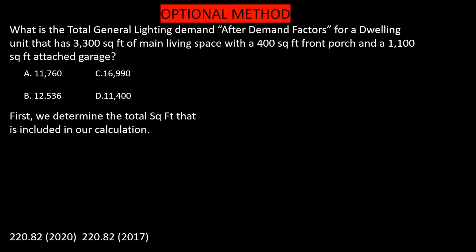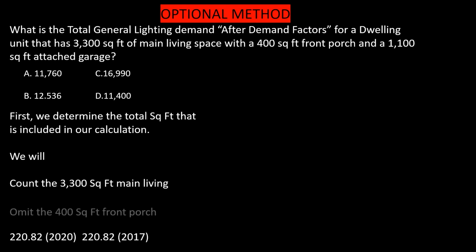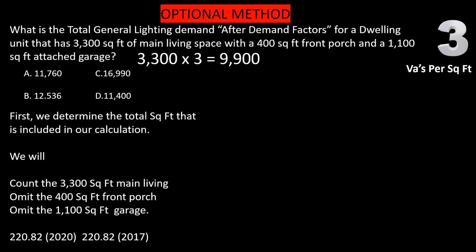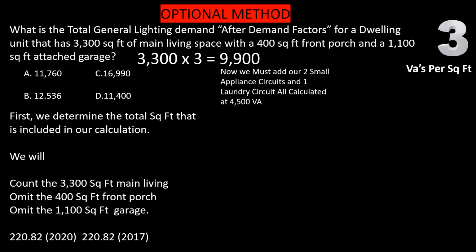So first we're going to determine the total square foot that's included in our calculation. We will count the main living space, we're going to omit the front porch, and we're going to omit the 1,100 square foot garage. So we do it at 3 VAs per square foot. So we take that 3,300 multiplied by 3, that's going to give us 9,900. Then we're going to add in our 2 small appliance and 1 laundry circuits. So we add that all in, and that's going to give us 14,400.